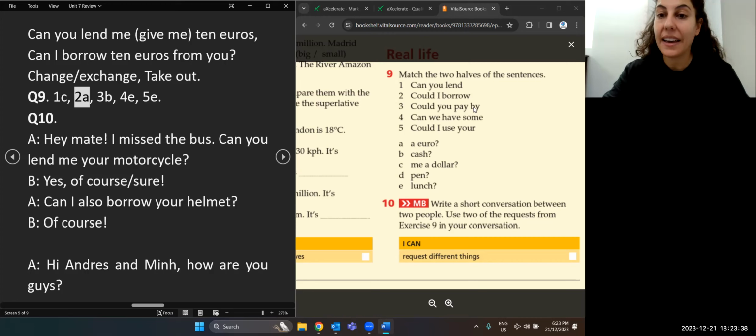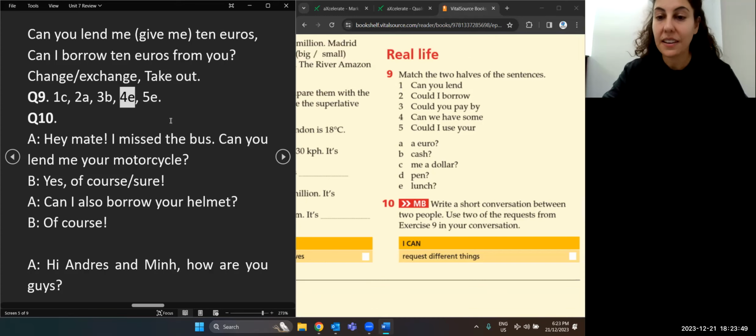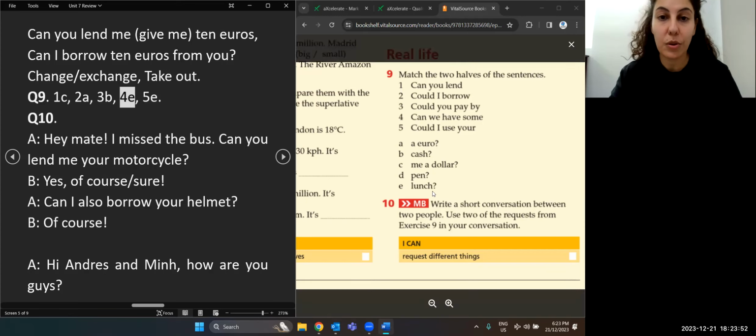Could you pay by cash? Can we have some lunch? Yeah, can we have some lunch there? Do they serve food? Can we grab lunch? Can we get lunch? Can we have lunch? Some lunch? Could I use your pen? Now, because the noun pen has something in front of it, either an article or a possessive word, so your. Could I use your pen?